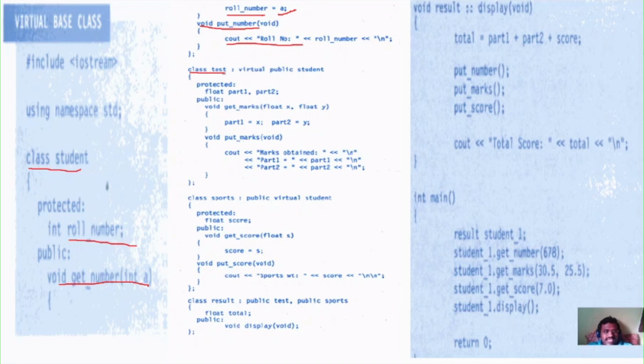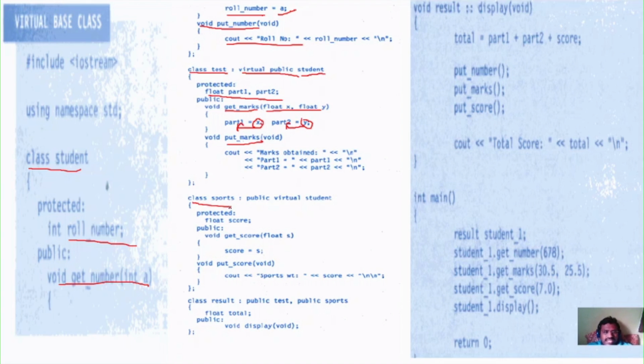Next, in class test, it is virtual public student. That means we are deriving from the student class through virtual. So here it is going to contain two protected data members, part 1 and part 2. To access part 1 and part 2, we are having two member functions, one is get marks, another one is put marks. Inside get marks, we are having two arguments, x and y. The value of x will be assigned to part 1, whereas the value of y will be assigned to part 2. Now we are using put marks to display the contents of part 1 and part 2.